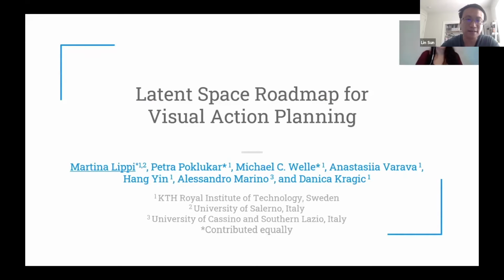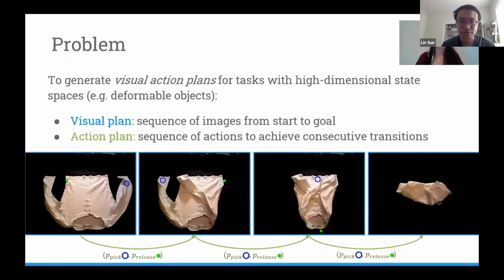Hi, I'm Martina Lippi, and I'm going to introduce you our work about latent space roadmap for visual action planning. In particular, the problem that we consider is to generate visual action plans for tasks with high-dimensional state spaces, like, for example, the manipulation of deformable objects.